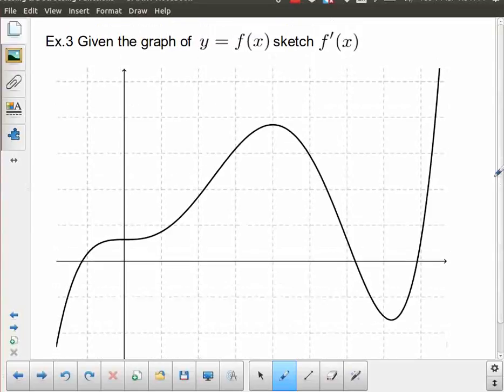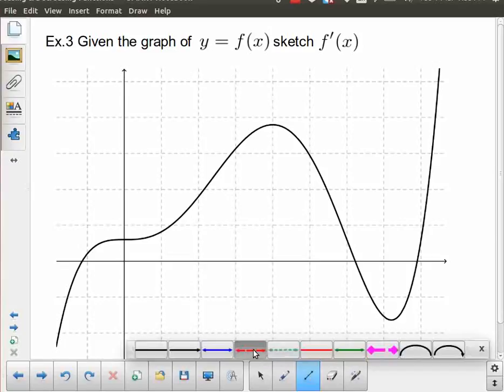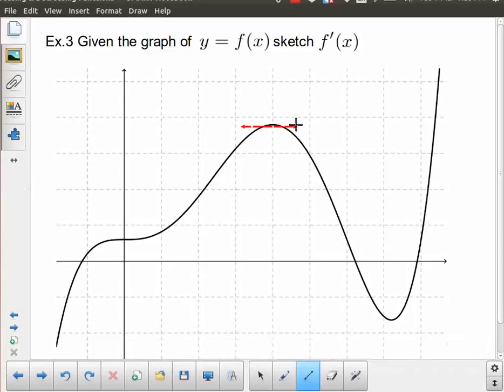Okay, here's another one. Now in this case, I'm giving you the graph of f of x, and I want a sketch of f prime of x. As I've been talking about throughout this lesson, where the slopes are equal to 0 are very important. So I'm going to first identify where slopes are equal to 0.